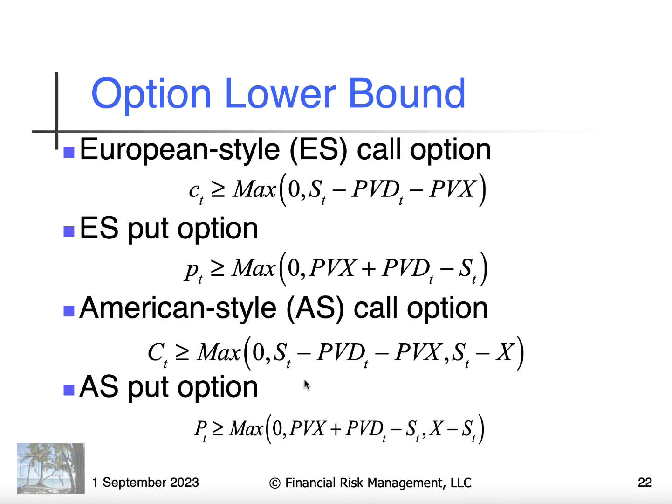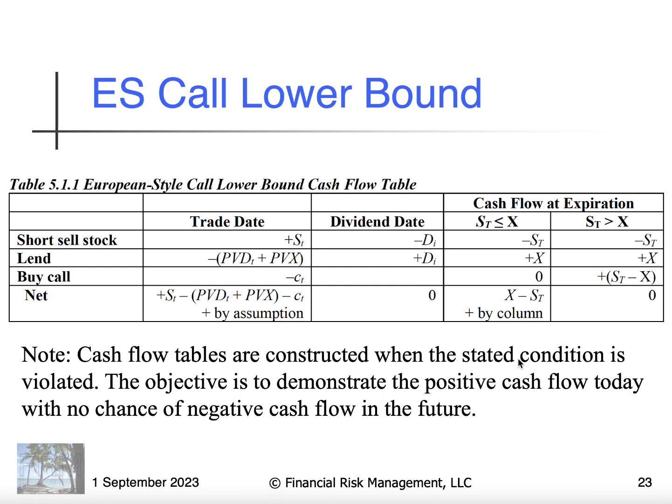We have the European style lower bound, or 0. Whichever one is greater, that will be the American style value. And then with the put option, it's very similar, except the patterns are reversed. It's X minus S instead of S minus X.